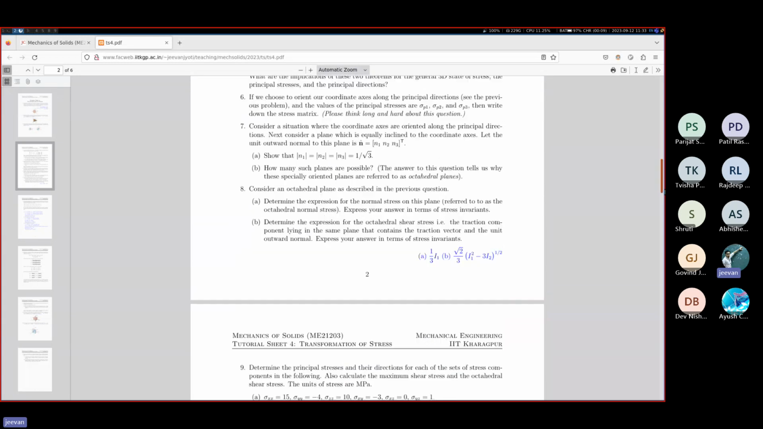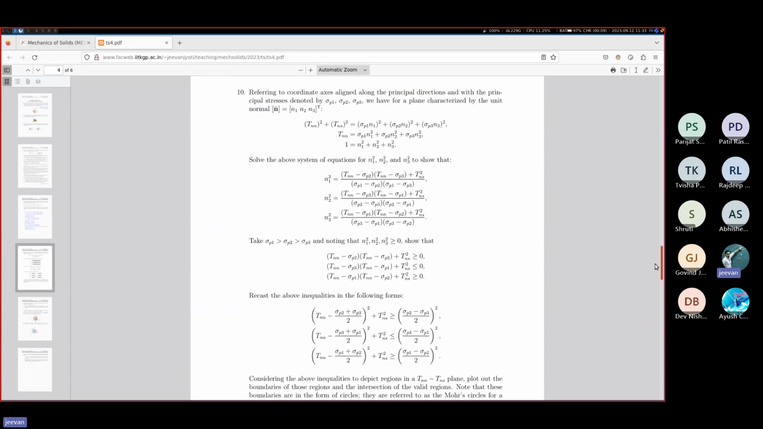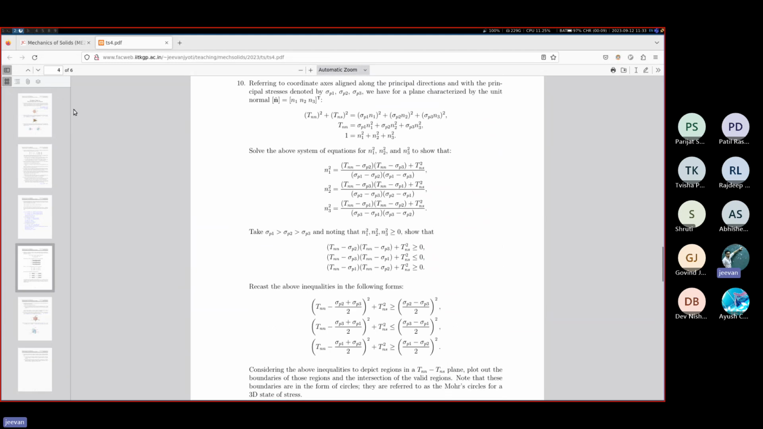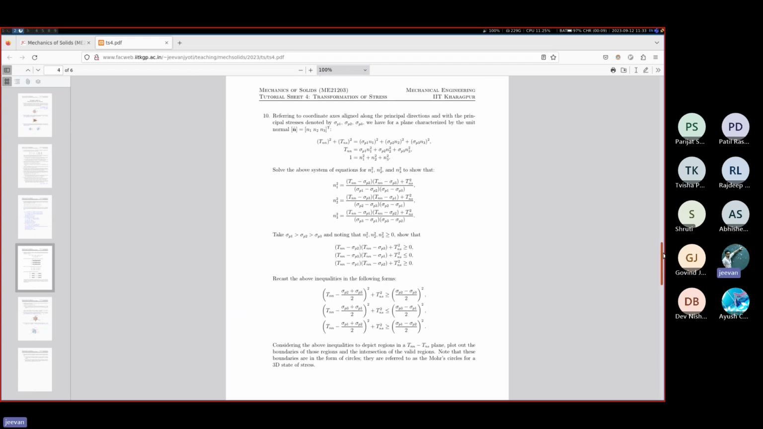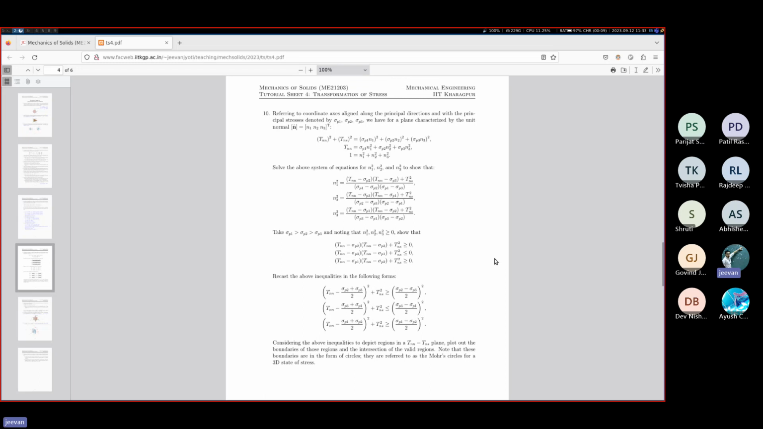So let me just go to our tutorial sheet. Where was the question? This was question number 10. I hope all of you can see this. Yes, sir. So these three inequalities, the left hand side and the right hand side of these inequalities, they contribute towards the equation of the circle.